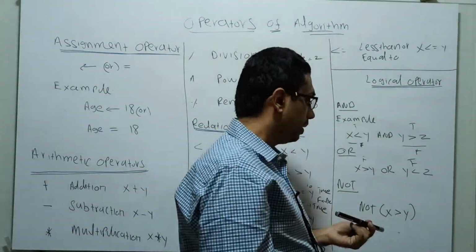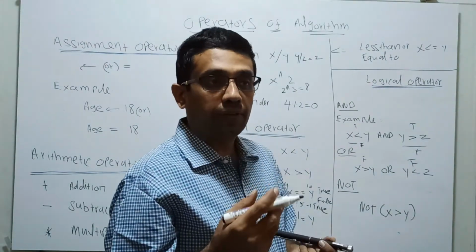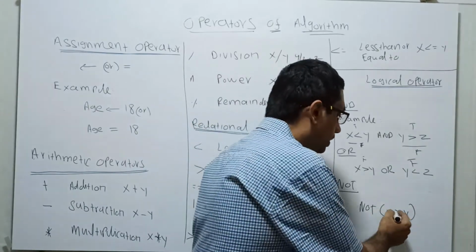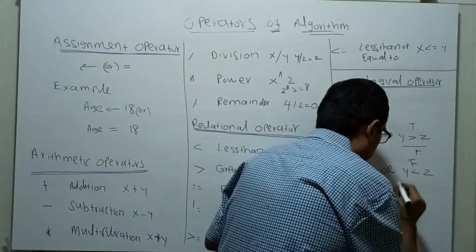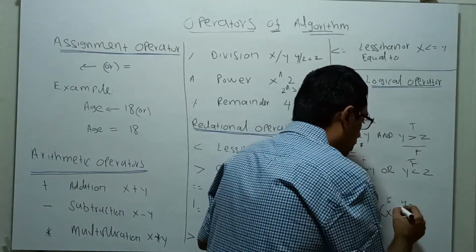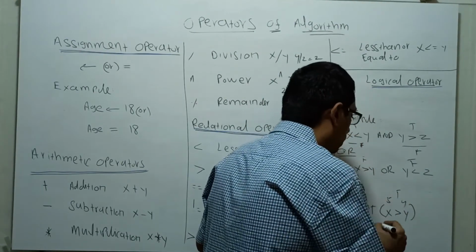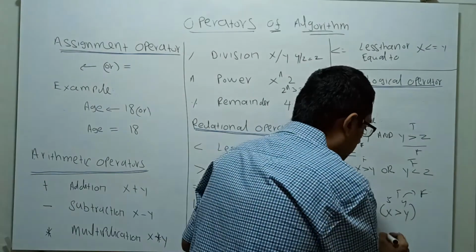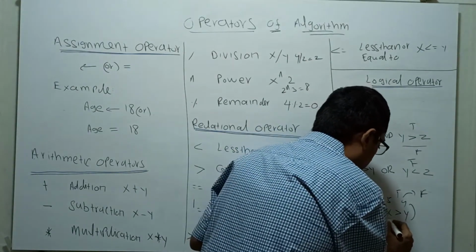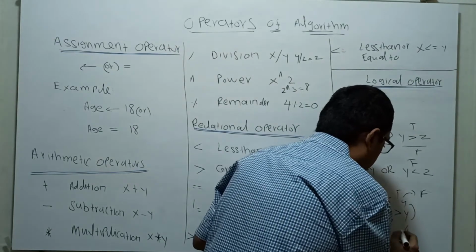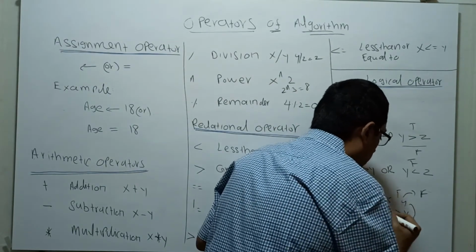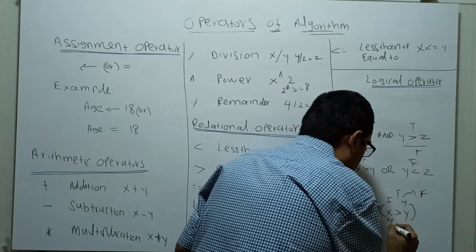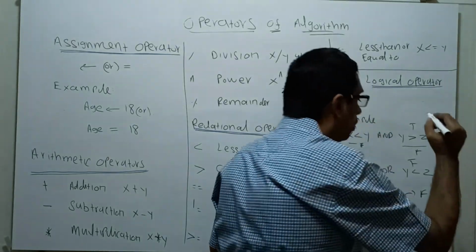The NOT operator negates the result. It changes a true outcome to a false outcome and a false outcome to a true outcome. For example, x is 5 and y is 4, so x greater than y is true. But the NOT operator will make the output false. For example, if x is 9 and y is 16, then x greater than y, 9 greater than 16, is false. The NOT operator changes the false outcome to a true outcome.